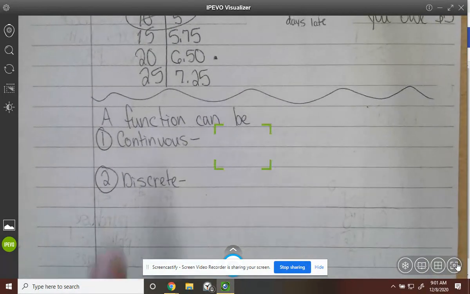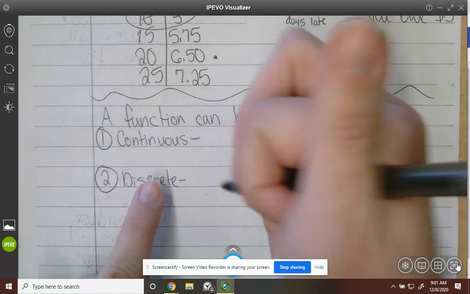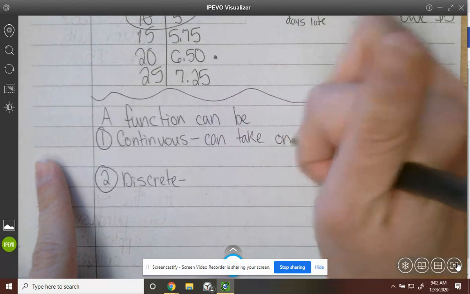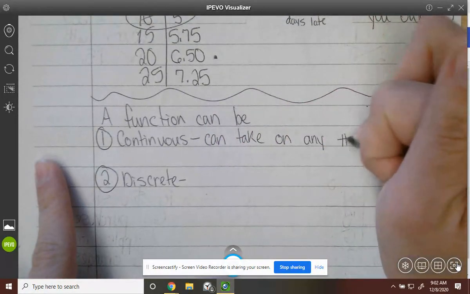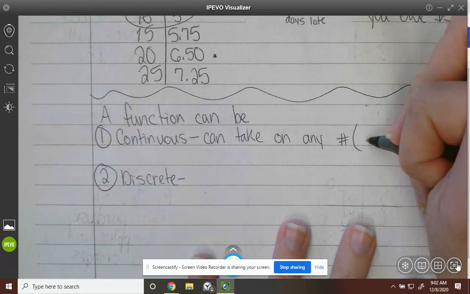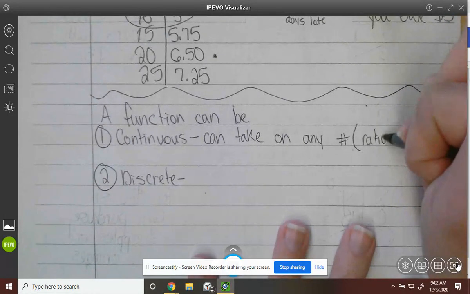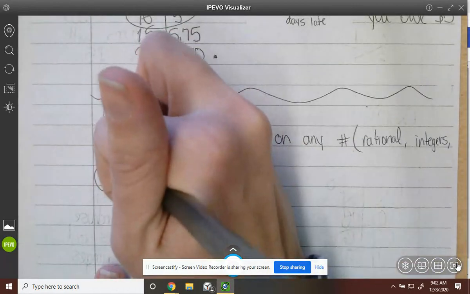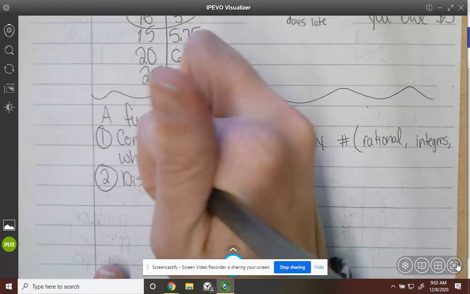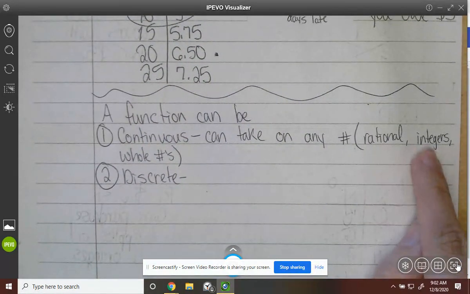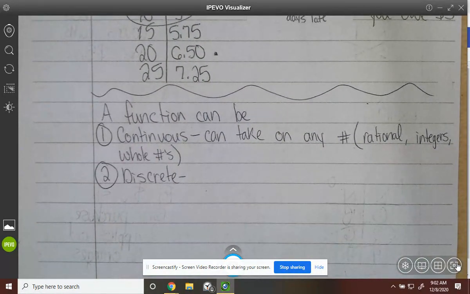Okay, so a continuous function means it can take on any number. So that means it could be rational numbers, it could be integers, or it could be whole numbers. Okay, rational, remember those are decimals, remember those are negatives, and those are just our regular numbers that we like to deal with.